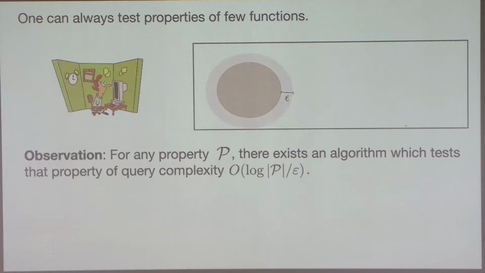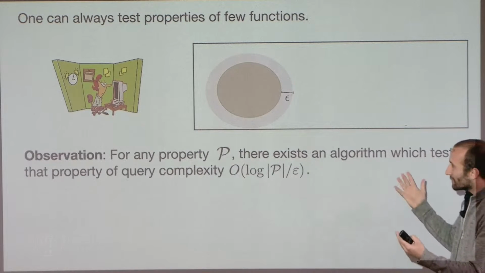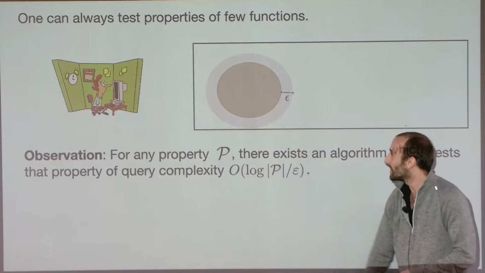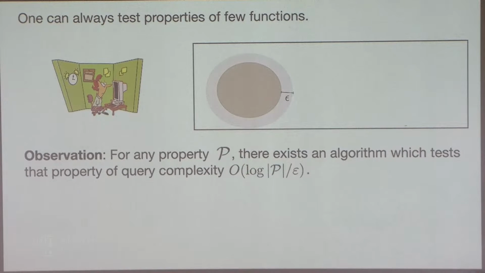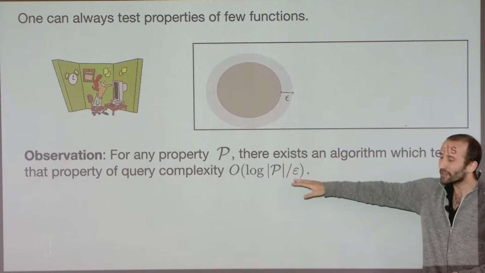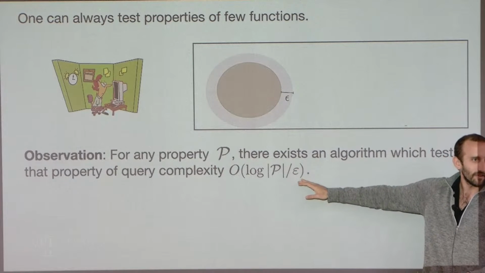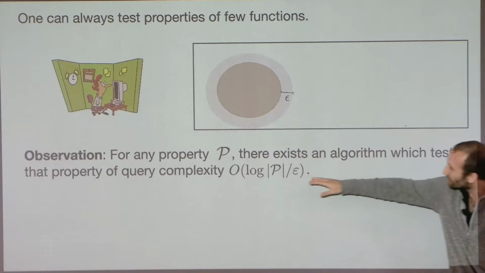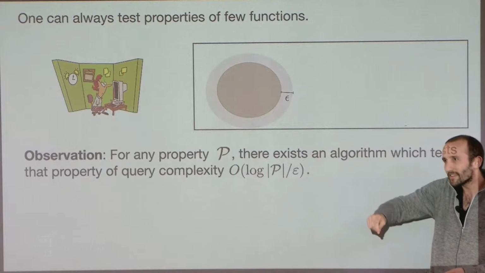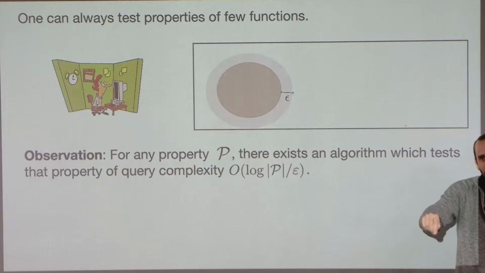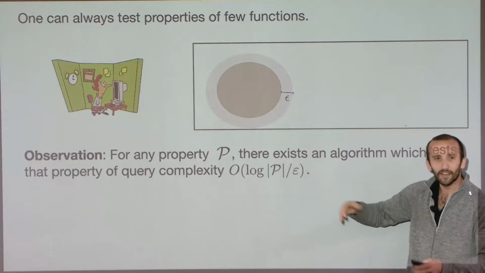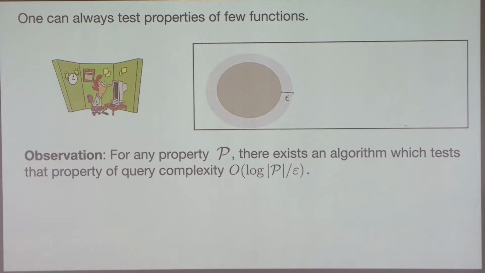Okay. Just a very minor observation that the thing that we had done before is actually more general than just for the constant zero function. Basically, the same exact proof shows that one can always test properties of very few functions. So the observation is that for any property P, there exists an algorithm that tests for that property with query complexity which is logarithmic in the size of the property divided by epsilon. The whole point is that we use log |P| many more queries to test whether you're exactly each function in the property. And this additional log factor allows you to union bound over all properties.